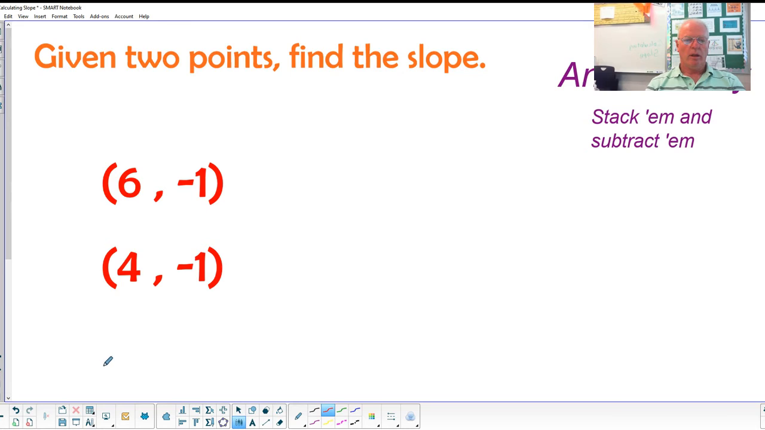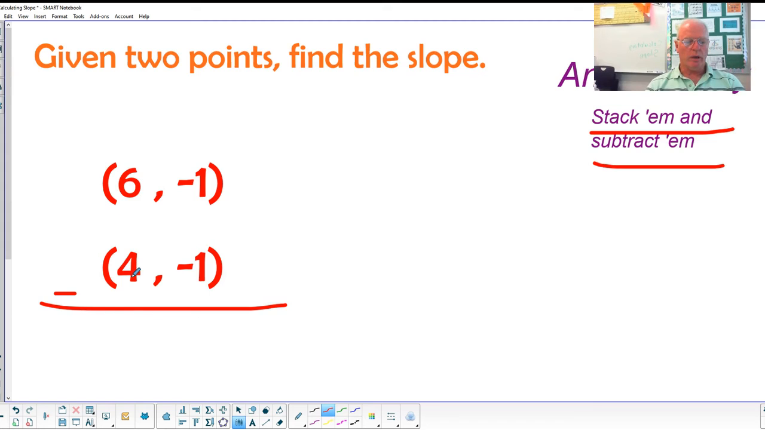So let's continue on. Here's yet another method. This is called stack them and subtract them. So if I have 2 points, like we did just a minute ago, we stack them vertically like this. It really doesn't matter which way you stack them, but you've got to keep track of what's going on. So you do 6 minus 4. These are the x values. So 6 minus 4 would be 2. And that's the change in x.